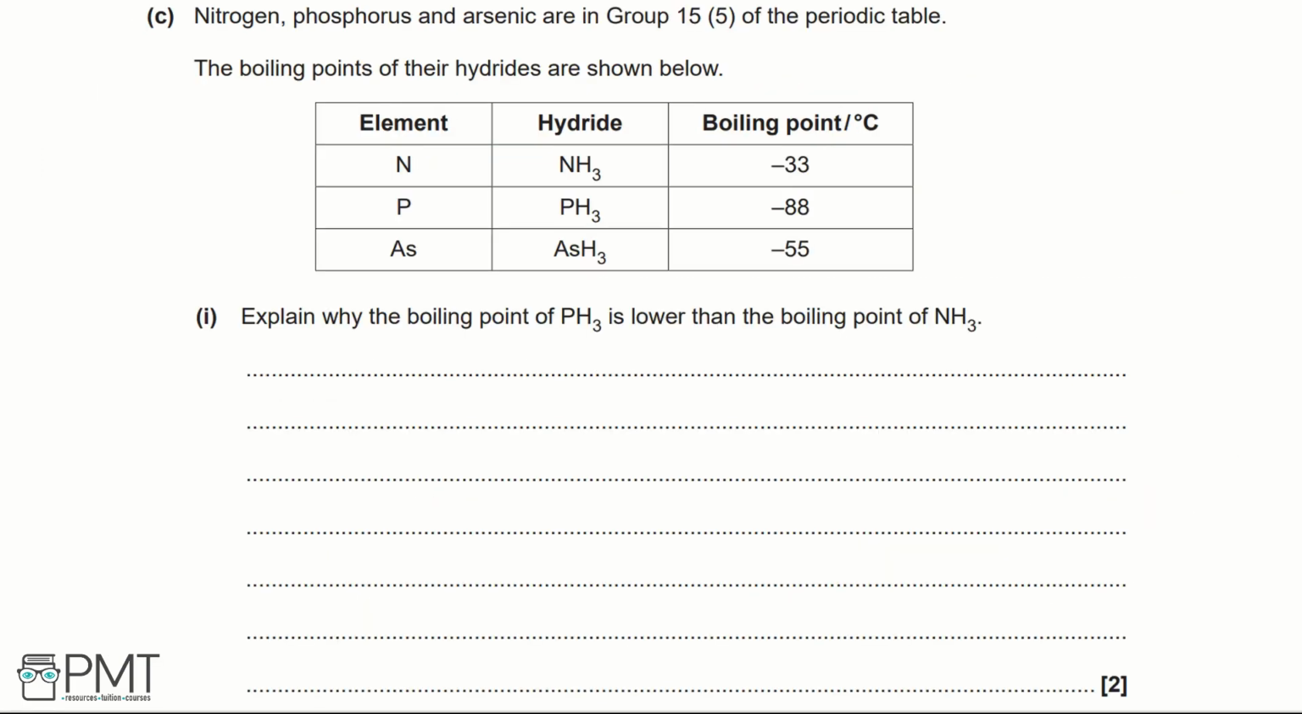Part C. Nitrogen, phosphorus and arsenic are in group 15 or 5 of the periodic table. The boiling points of their hydrides are shown below. Part 1. Explain why the boiling point of PH3 is lower than the boiling point of NH3. The first point we need to make when answering this question is that NH3 can form hydrogen bonds.